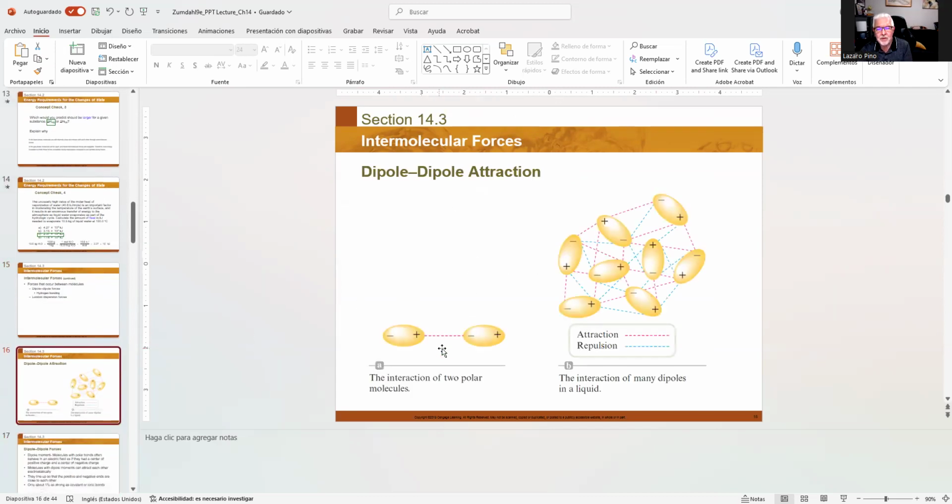The dipole attraction occurs because molecules have two poles. Look here. You have the interaction between the positive and the negative part of two different molecules. And here you have the interaction of many dipoles in a liquid.